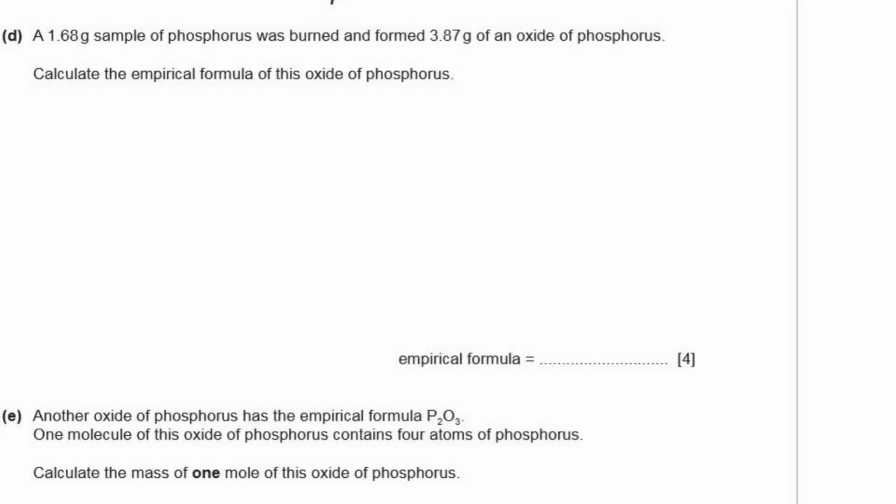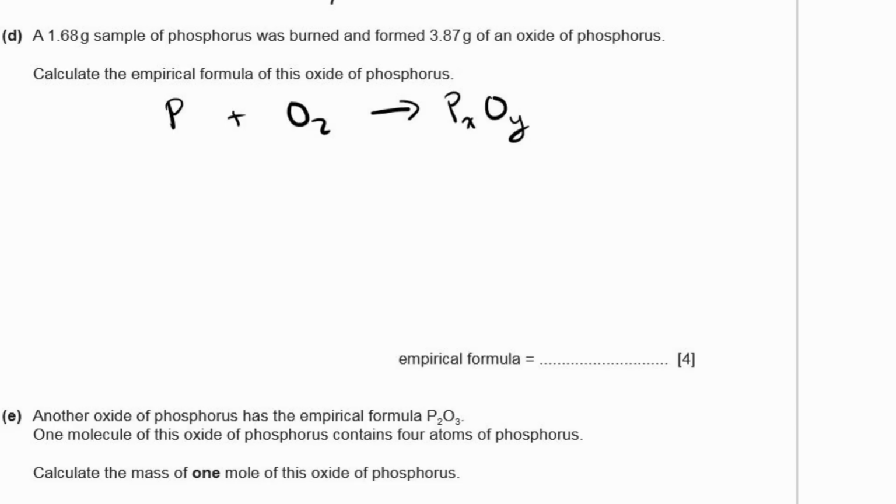D, a 1.68 gram sample of phosphorus was burned and formed 3.87 grams of an oxide of phosphorus. Calculate the empirical formula of this oxide of phosphorus. Okay, so we know we have phosphorus plus oxygen, because that's what it means when it says burned, produces PxOy. We need to figure out what x and y are.